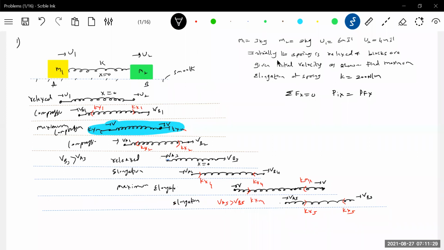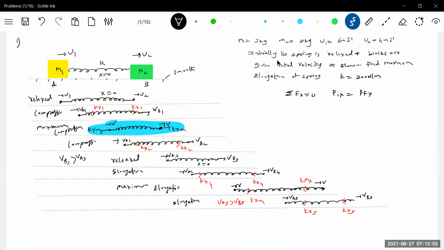From maximum compression, suddenly it will not come to maximum elongation. First, what is the sequence? Natural length, compression. If this has more momentum than this, elongation will occur first. So what do you expect here? First compression, maximum compression, then compression relaxed, elongation, maximum elongation, then elongation again after this. Again relaxed. Like that, the sequence will take place. Our question is only to get the maximum elongation or maximum compression.